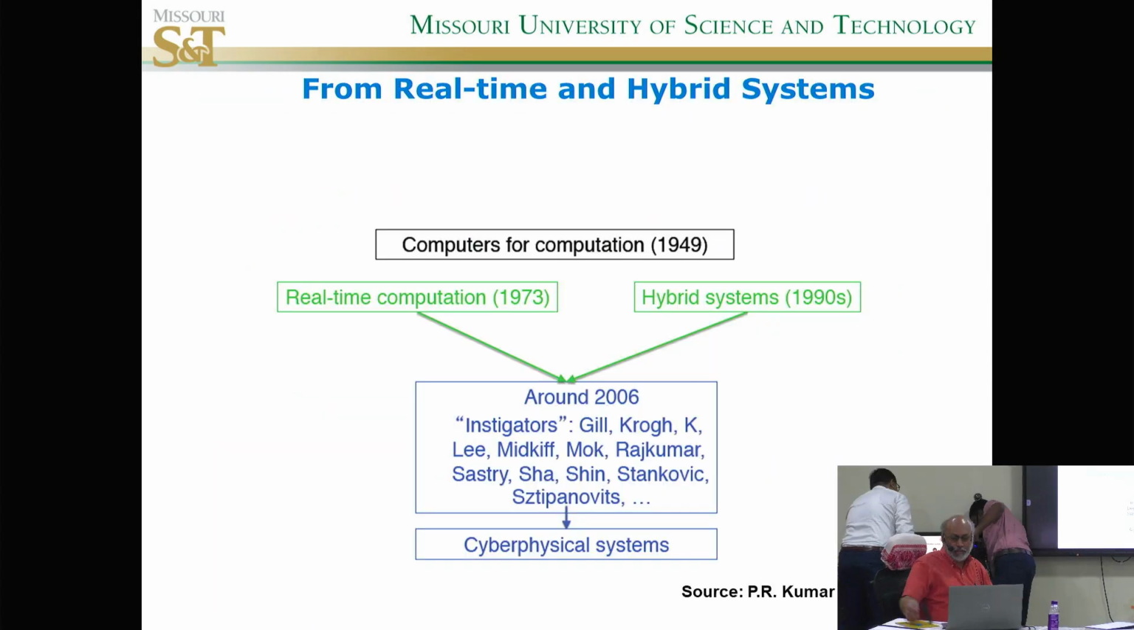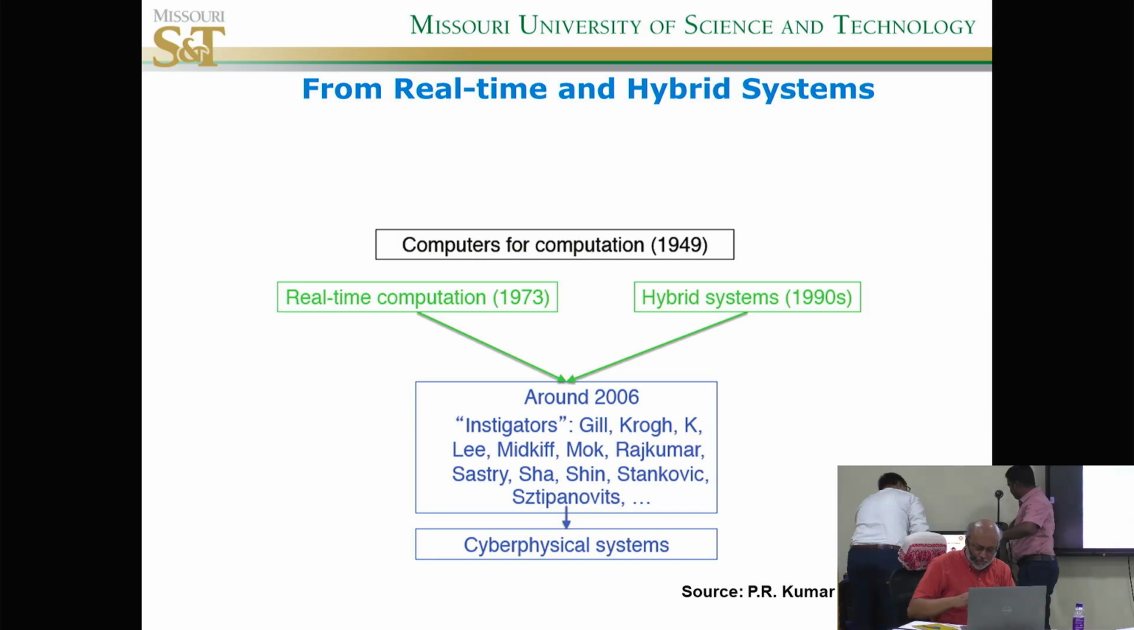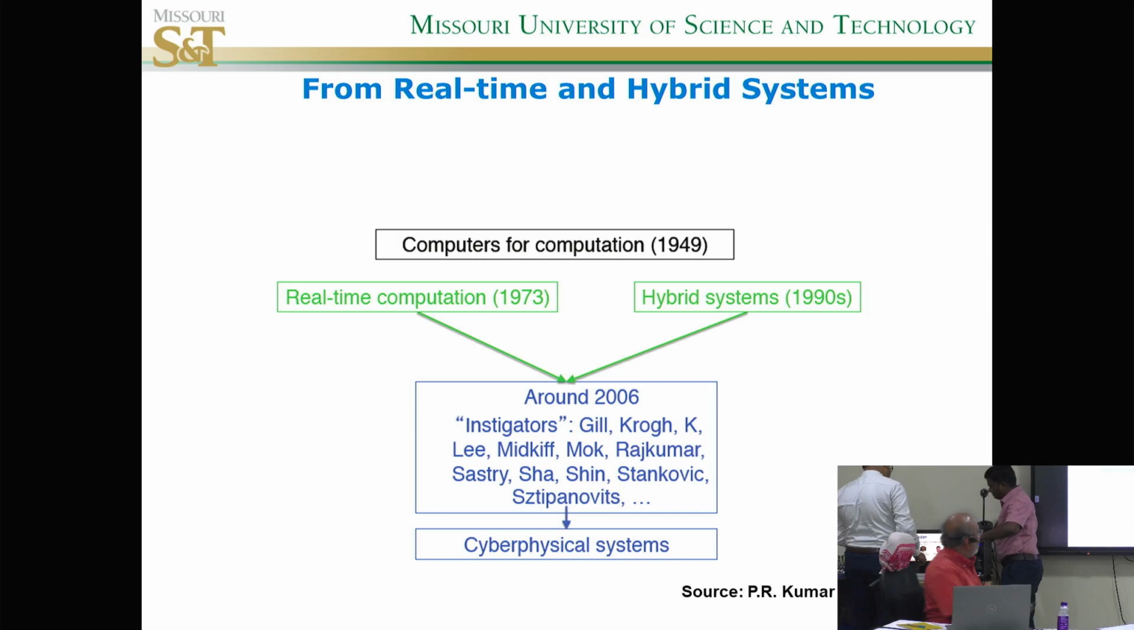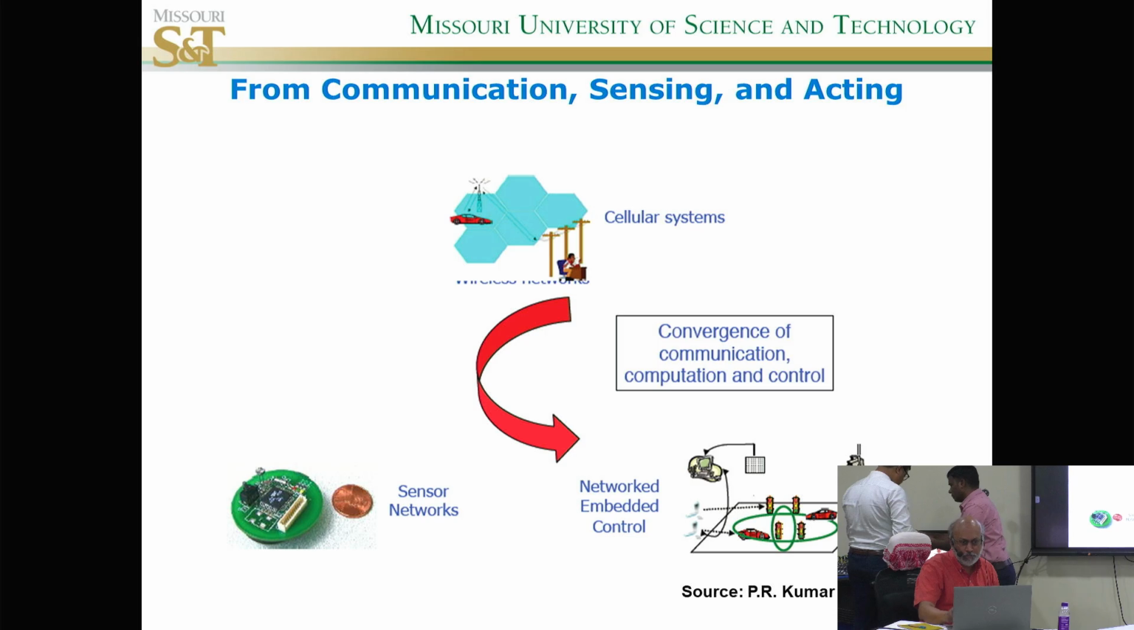So I think you can see the. So around 2006, this is how it went from real-time systems to hybrid systems. So from communications and sensing and acting, and you can see that there is this communication side here.